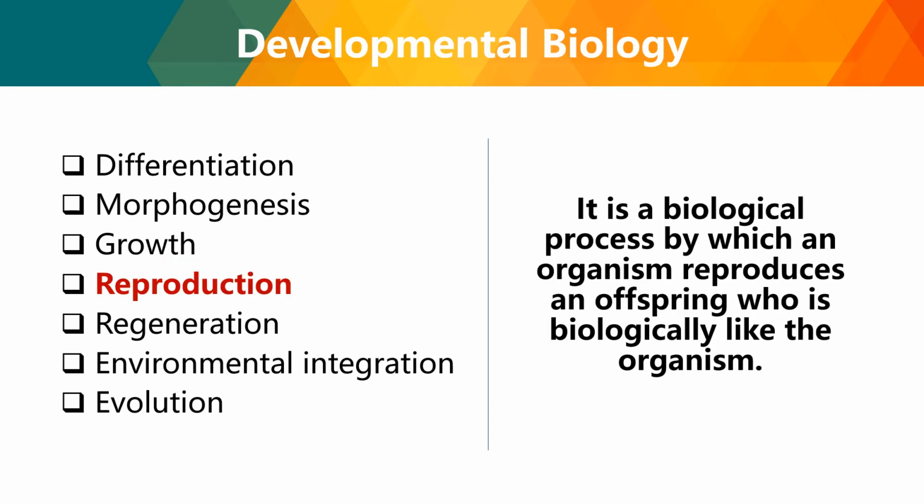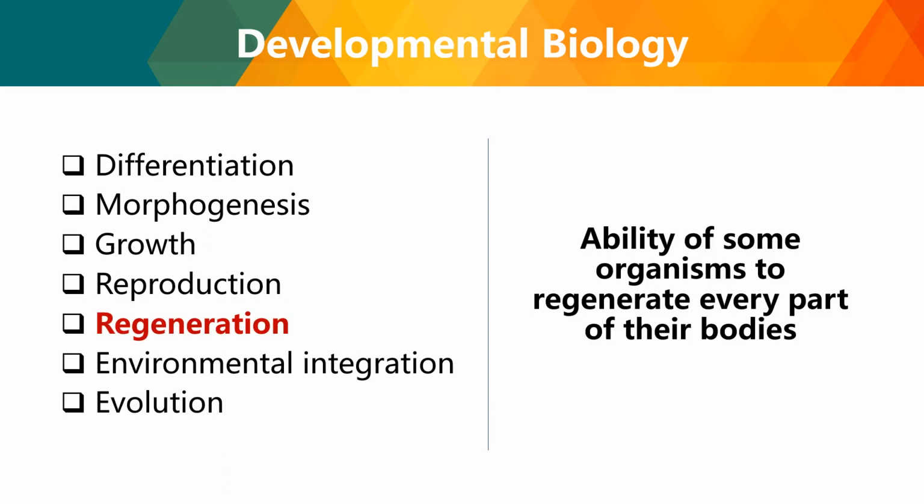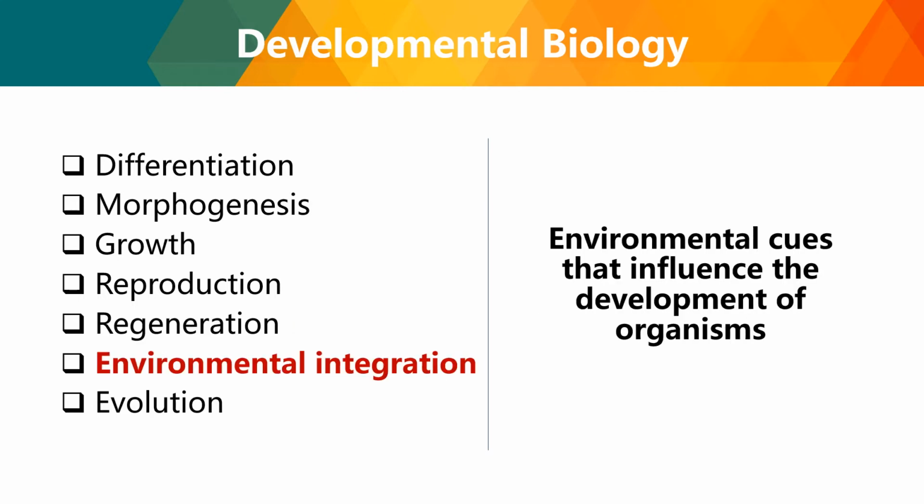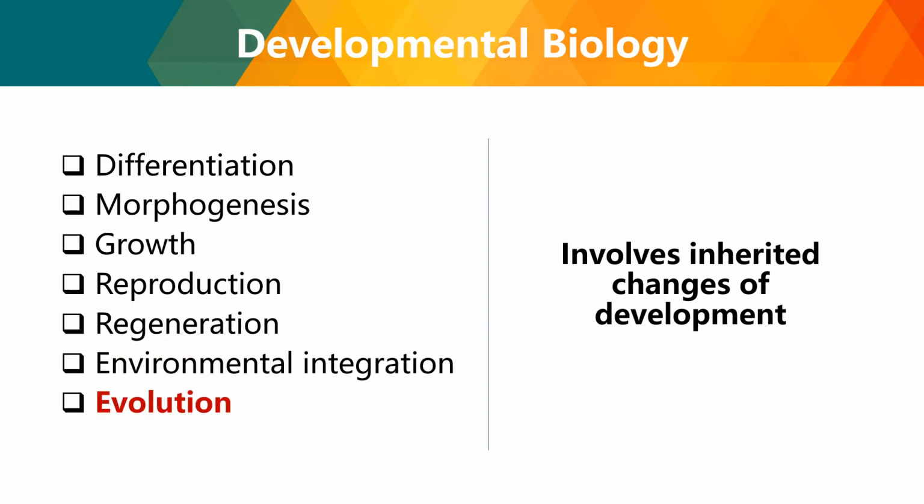Next is about reproduction. So it is a biological process by which an organism reproduces an offspring who is biologically like the same organism. Next is about regeneration. So this is the ability of some organisms to regenerate every part of their bodies. Next is the environmental integration. So with environmental integration, these are environmental cues that influence the development of organisms. And then next, you have the evolution, which involves the inherited changes of development.